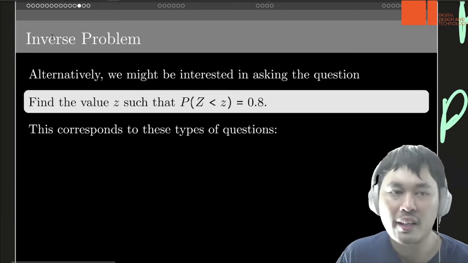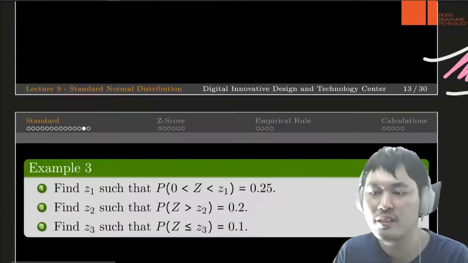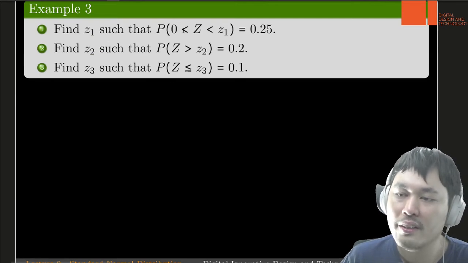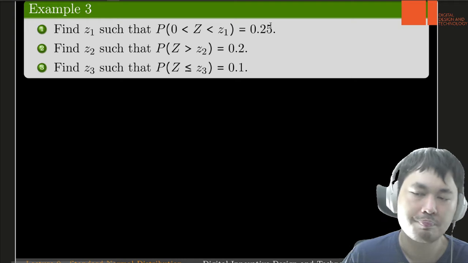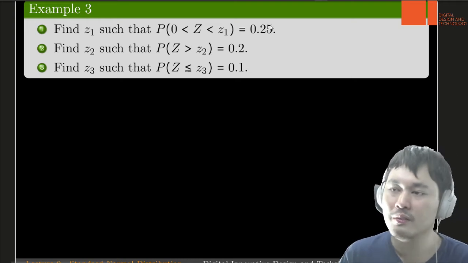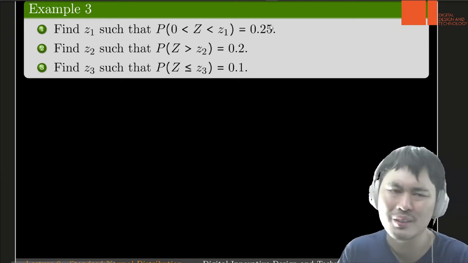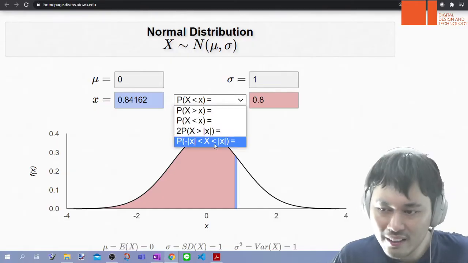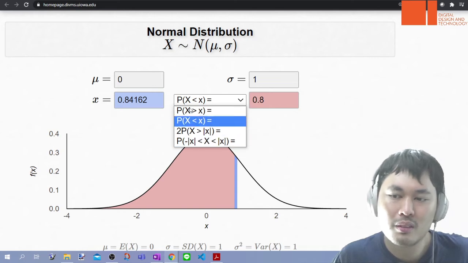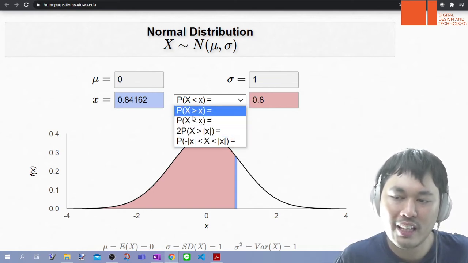Yes, I call that an inverse problem, but it's not actually inverse. So right here, find z such that the area between that two and that is 0.25. Then of course you have to compute or use some tools. If you go back to this, if you use this tool, you can see that there is no option to compute the probability between 0 and that value.